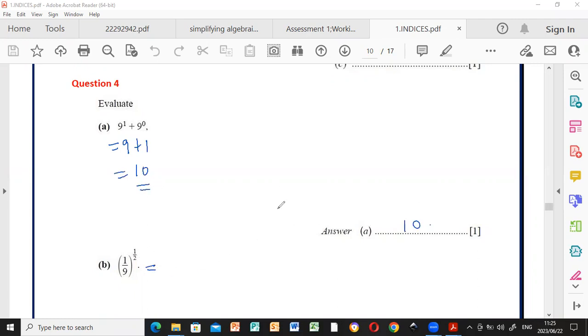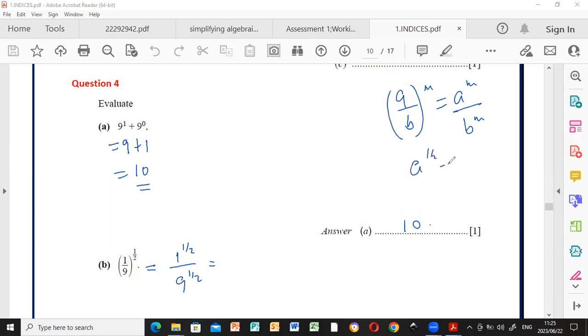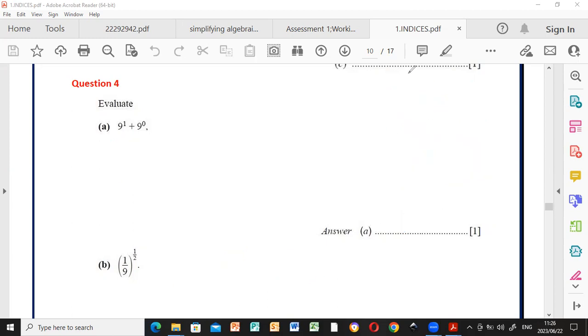On the next question, remember we said if I say a over b in brackets to the power of m, this is the same as a to the power of m over b to the power of m. So here, this is the same as 1 to the power of half over 9 to the power of half. And remember, if I say a to the power of half, this is the same as the square root of a. So 1 to the power of half is the same as the square root of 1. 9 to the power of half is the same as the square root of 9. In the square root of 1, a number that was multiplied by itself to give 1 is just 1. A number that was multiplied by itself twice to give 9 is 3. So our answer is 1 over 3. That's all about question number 4.